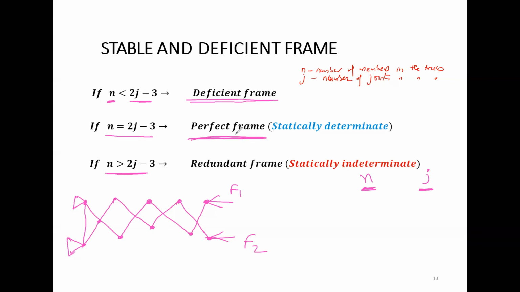Okay, now another most important thing: you can solve a perfect frame, but you cannot solve a redundant frame. Because of that, a perfect frame is also termed a statically determinate frame. Using the method of joints and the method of sections, you can solve a statically determinate frame, but you cannot solve a statically indeterminate frame. So these terminologies are important, so you can remember them. Now let's move to the next concept.